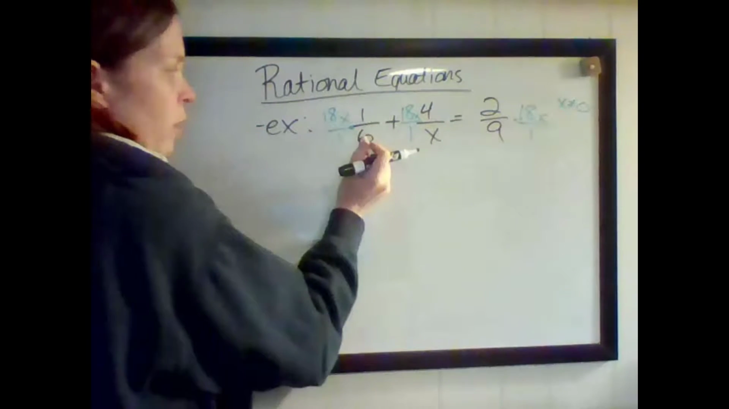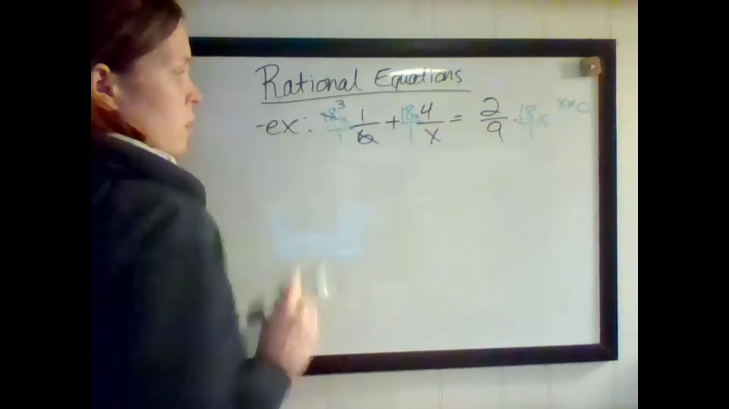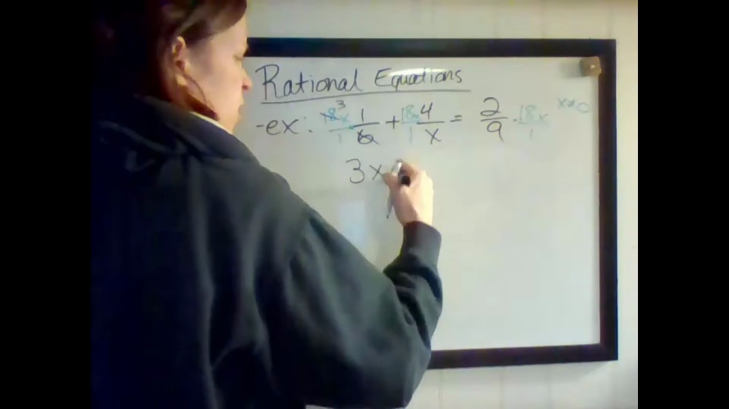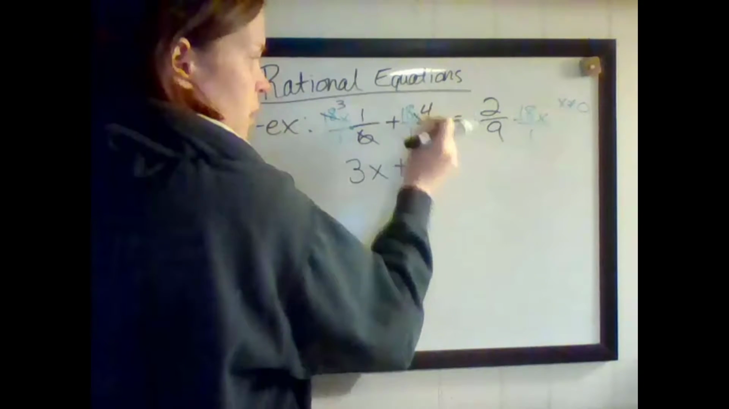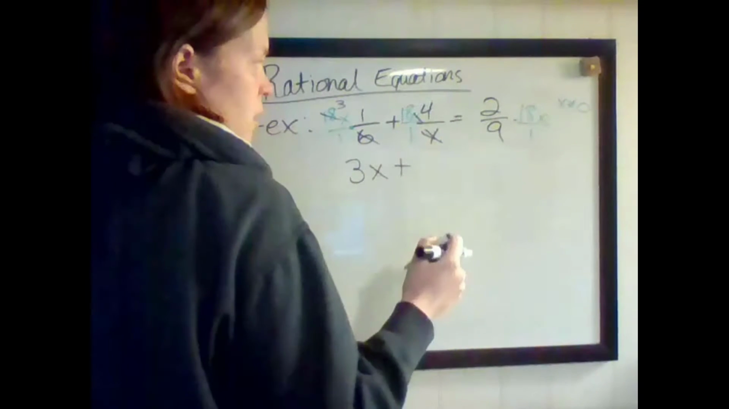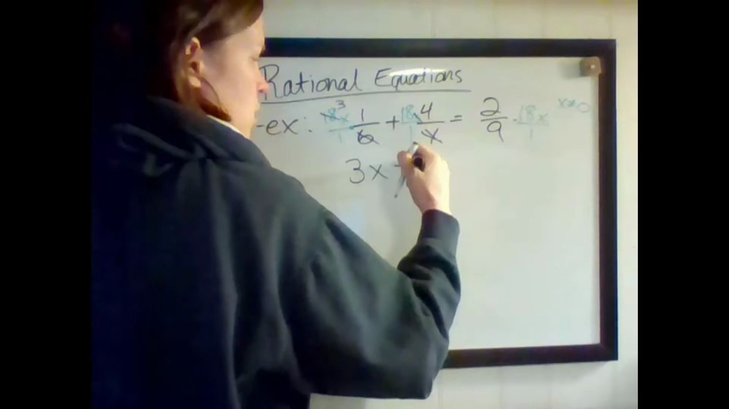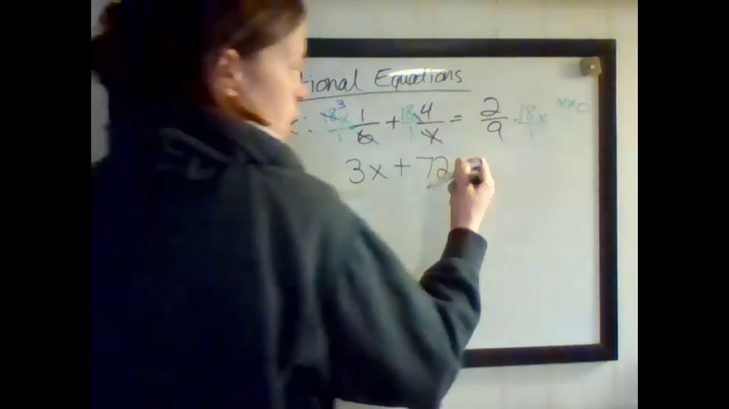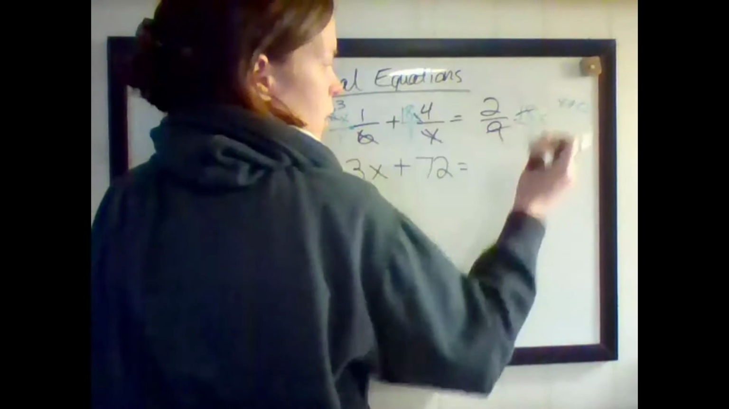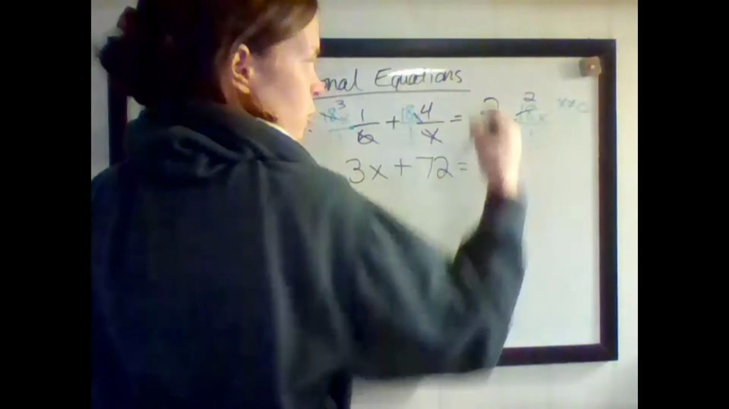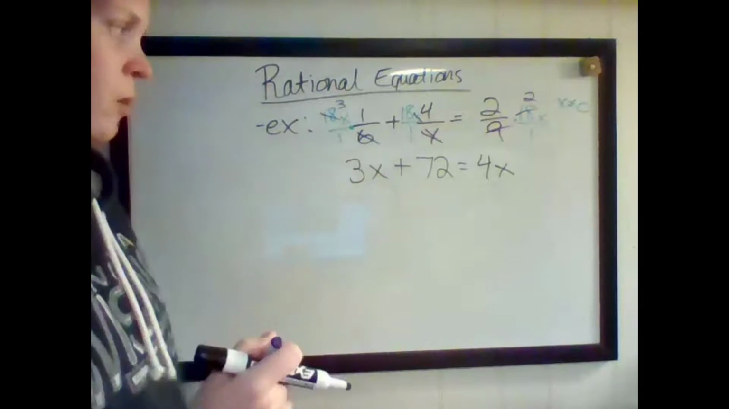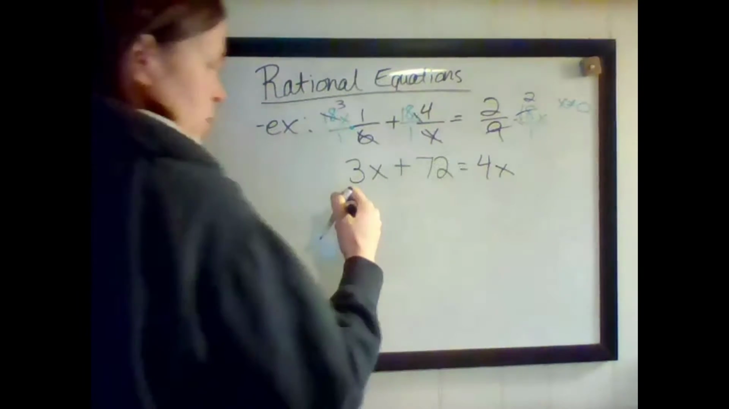Okay, let's do some reducing. 18 divided by 6 reduces down to 3. So right here, I'm just left with 3x plus. Next one, x and x are going to drop out. 18 times 4 is 72. And over here, 9 and 18, I'm going to be left with 2. 2 times 2x is 4x. Now I've just got a regular equation, no more denominators. Makes it a little easier.